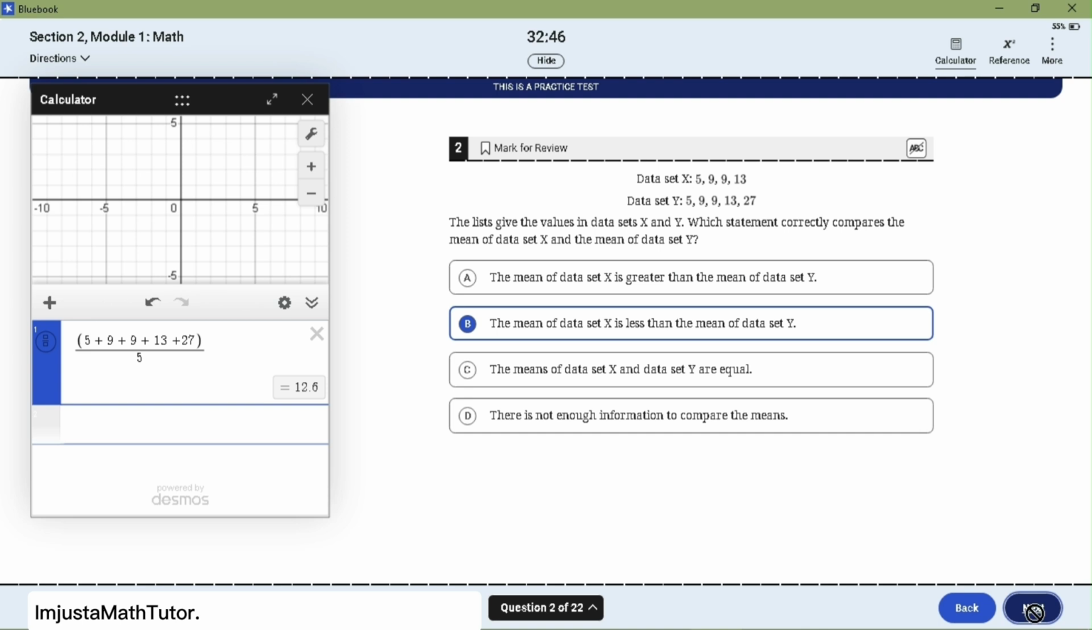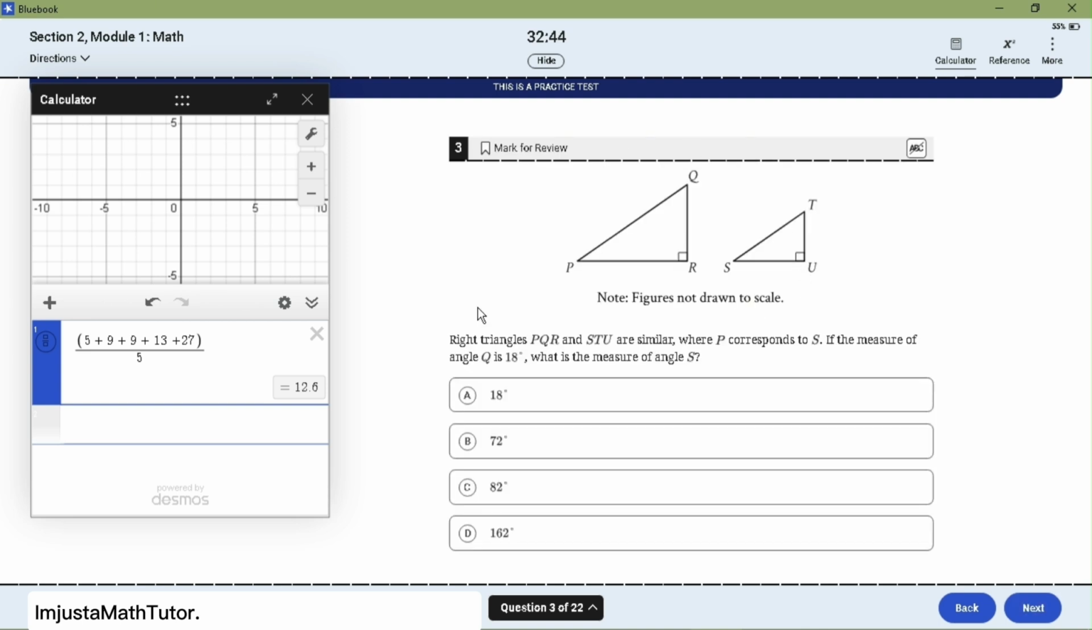We notice that the mean of dataset X is less than the mean of dataset Y, and that's our option B. Right triangles PQR and STU are similar, where P corresponds to S. It means P equals S. If the measure of angle Q is 18 degrees, what is the measure of angle S?